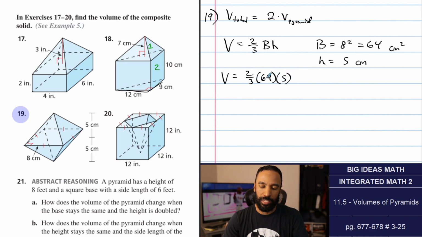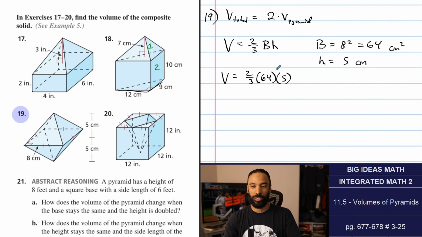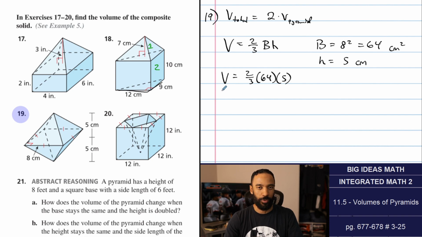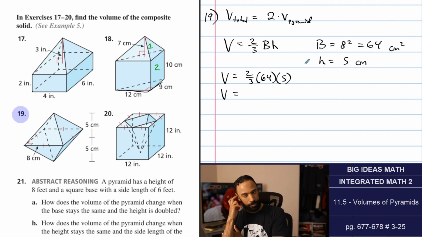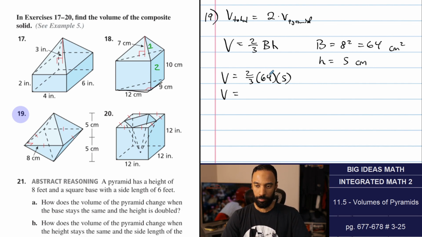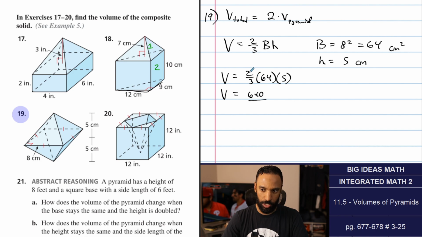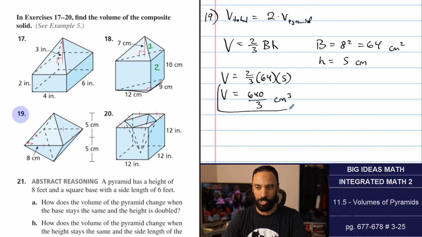And I'll be honest, neither of these numbers divide by 3. So this is going to leave us with one of those things that we have to round. I'll go more in the conventional exact fraction first, and then we'll divide it by 3. 64 times 5 is 320. And 320 times 2 is 640. So we get 640 over 3, and that's in cubic centimeters. So that's an exact answer.